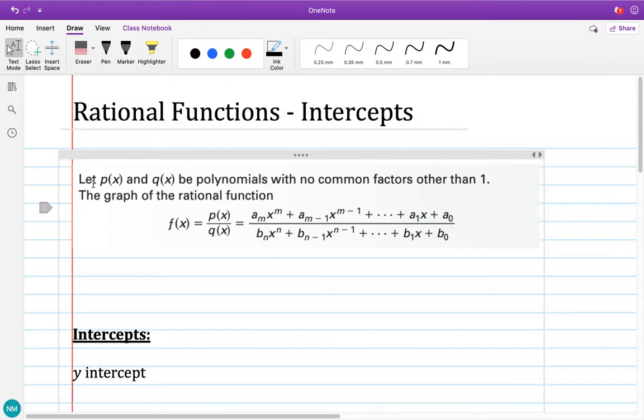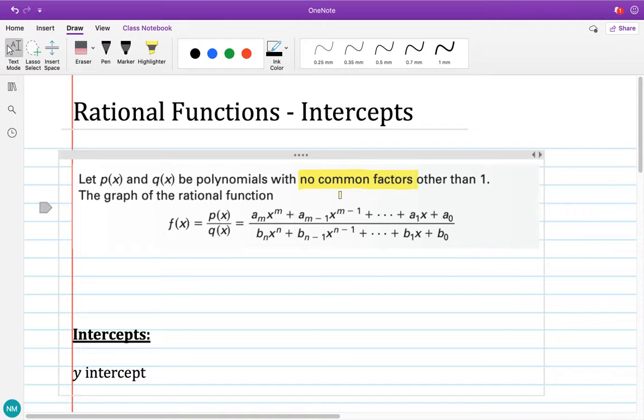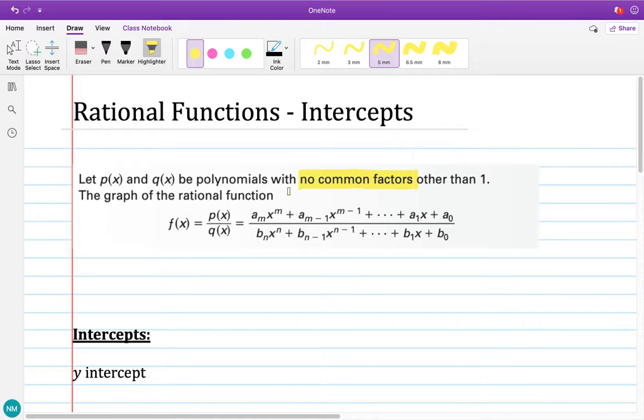All right, so intercepts of a rational function are arguably the easiest thing when it comes to rational functions. So again, really quick review: we are dealing with a rational function where p and q of x are polynomials with no common factors. I keep emphasizing that because when there are common factors, things change. So let's talk about the y-intercept.